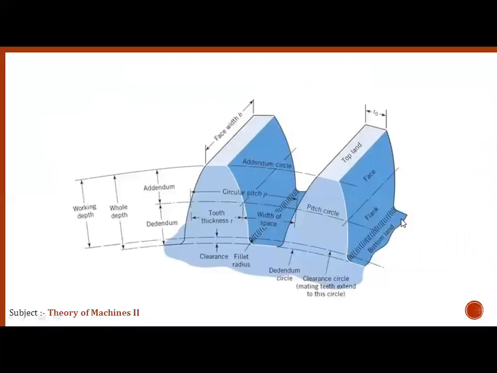Okay, so this is the basic nomenclature of the tooth. So that's it for now. In the next lecture we will see the next part of this lecture.